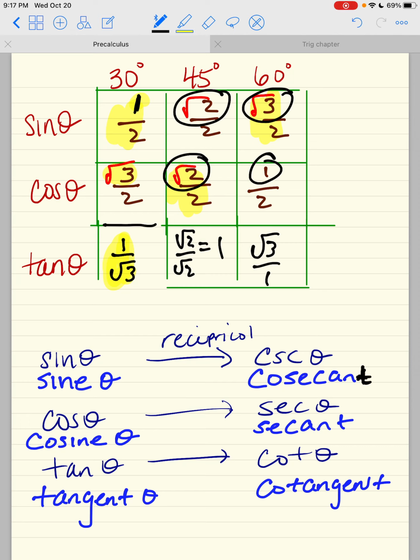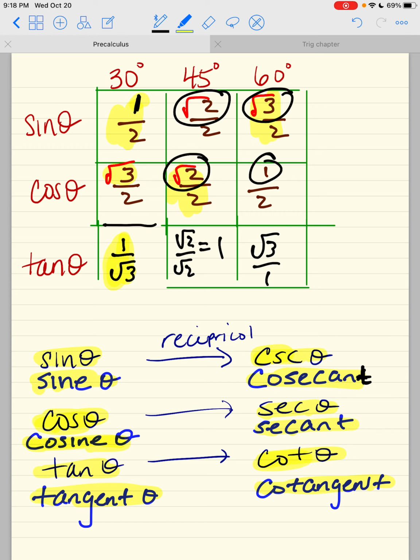We should talk about the reciprocals. Remember, a reciprocal does not change the sign, it just flips the numbers around. The reciprocal of sine is cosecant. The way that we abbreviate it is sine is like sin, cosecant is CSC. Cosine is COS. The reciprocal is secant, SEC. Tangent is tan. Cotangent is cotan. You can pronounce that as cotan, but you spell it as COT.